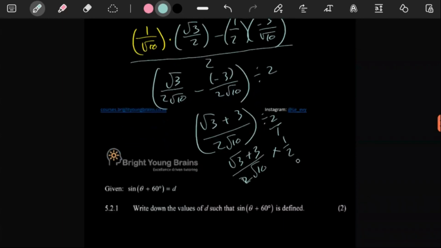So 1 times the top, and this times the 2 is going to be 4 square root of 10.